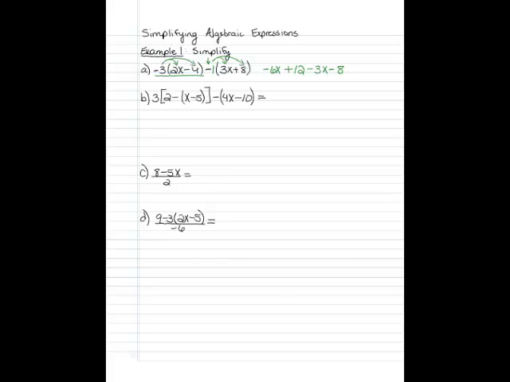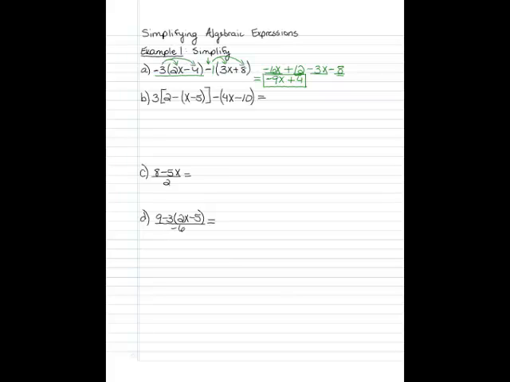What we need to do is combine any like terms, if there are some. Here we have -6x and -3x. Those are like terms, and then of course the numbers. There's 12 and minus 8. So -6x minus 3x gives us -9x plus 12 minus 8 is plus 4. And there it is in simplified form.